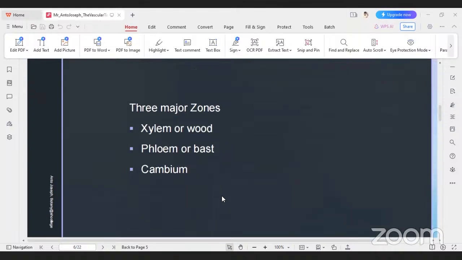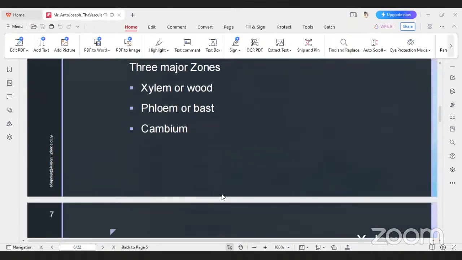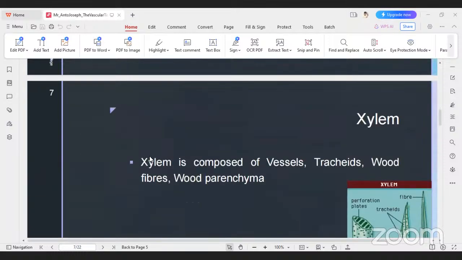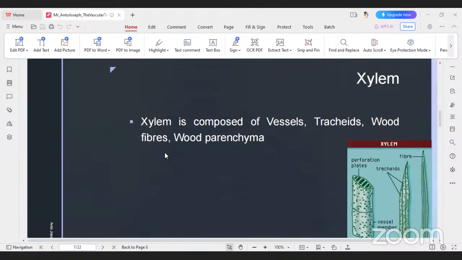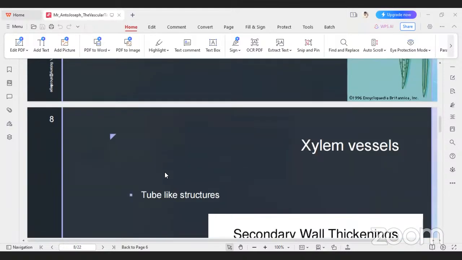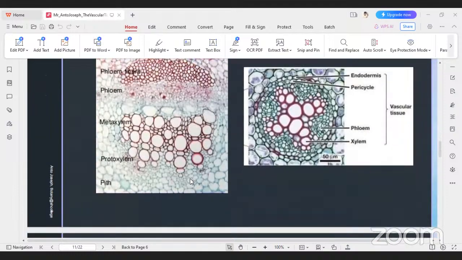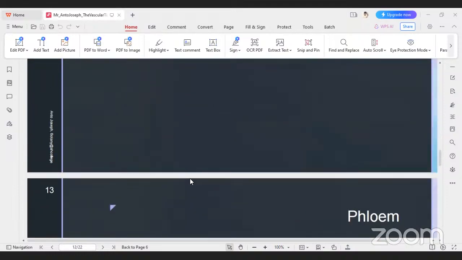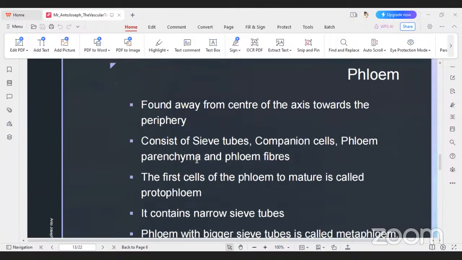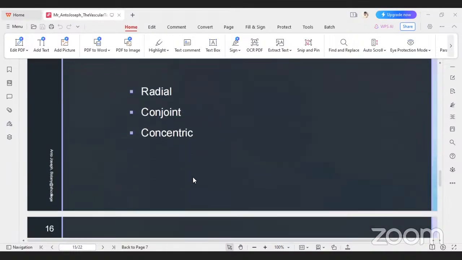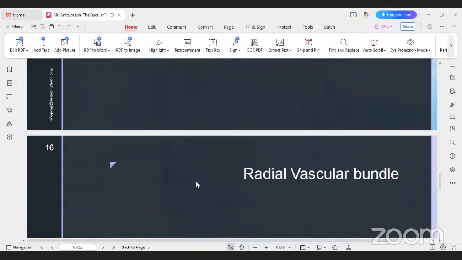Vascular bundles have major zones: xylem or wood, phloem or bast, and cambium. Xylem is already completed: tracheids, vessels, wood parenchyma, xylem parenchyma, secondary wall thickening. These are all completed, was it complete or not? Yes, sir, last class. Phloem elements: sieve tubes, companion cells, phloem parenchyma, cambium. Now the types of vascular bundle: radial, conjoint, concentric.